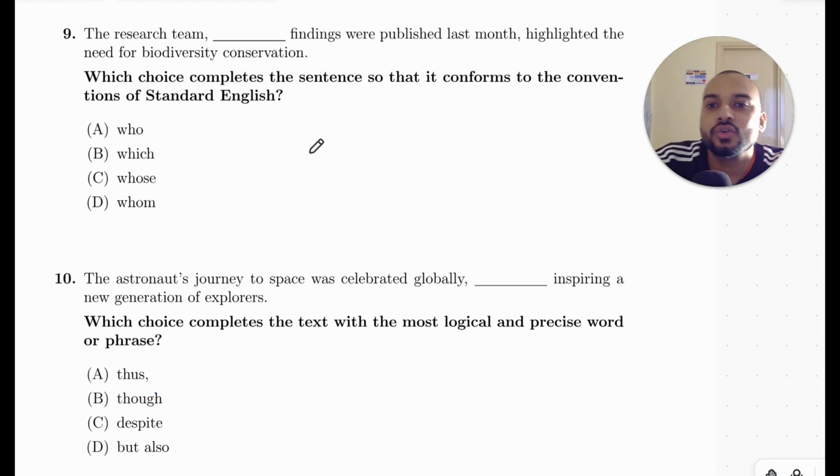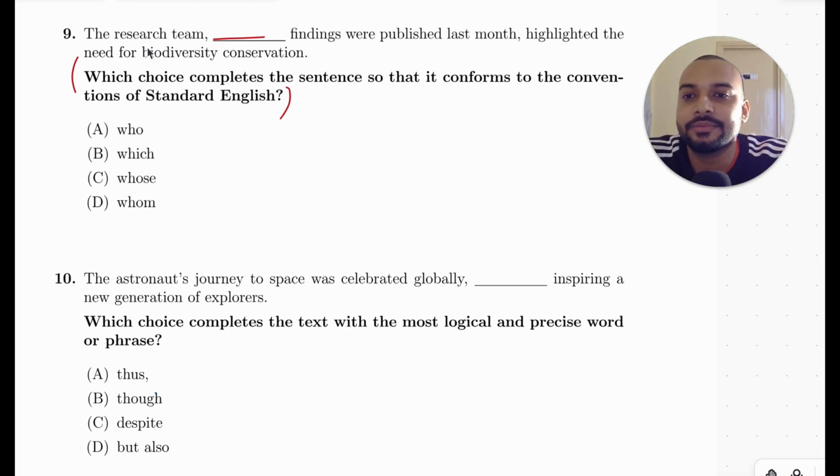Question number 9. Which choice completes the sentence so that it conforms to the conventions of standard English? There's the blank. Let's look at the idea preceding and the idea after that. The research team dash findings were published last month highlighted the need for biodiversity conservation. Who findings were published? No, not the correct preposition.